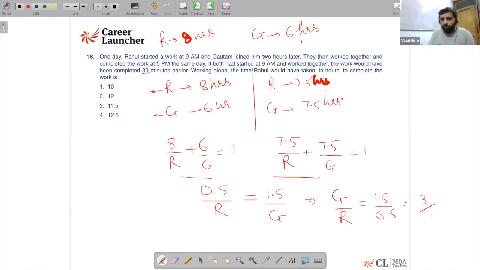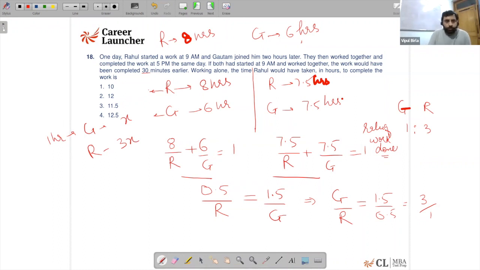Okay. If the ratio of time taken is 3:1, then the ratio of work done by Gautam and Rahul will be the reciprocal of that, which is 1:3. This is the ratio of work done, or the efficiency basically, in the same amount of time. So now I can assume that if in 1 hour Gautam does x units of work, then Rahul will do 3 times of that, which is 3x.